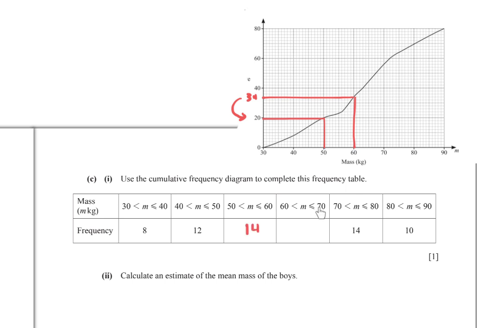Now from 60 to 70, we need to find the corresponding value for 70. Of course, it's better to use a ruler. 2 squares before 60, so 4 before 60, so 56. Now 56 minus 34 equals 22.